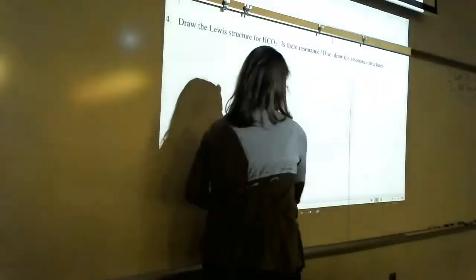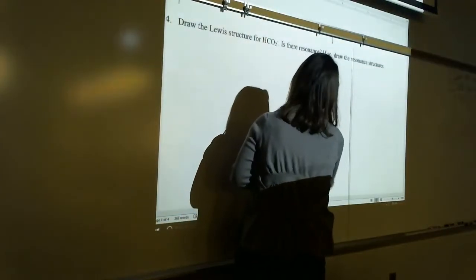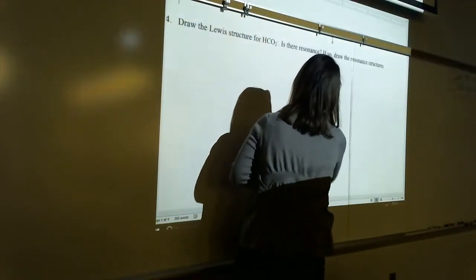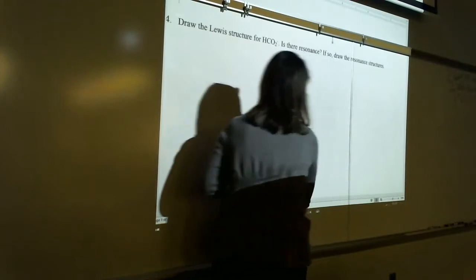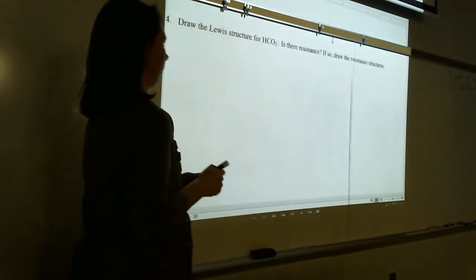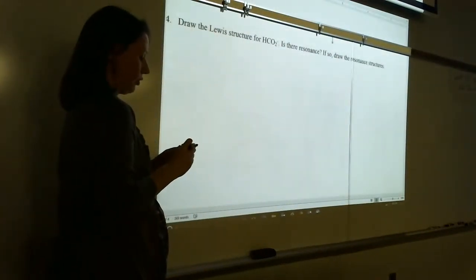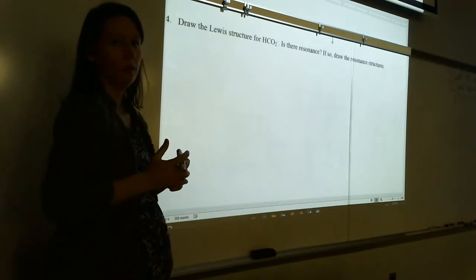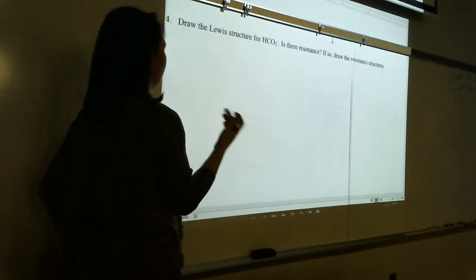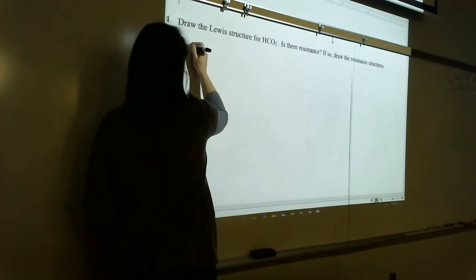So what do we need in order to draw a Lewis structure? What information must we know? We need to know the number of what? Lewis structures represent the valence electrons, right? So we've got to calculate that. So let's calculate that first.